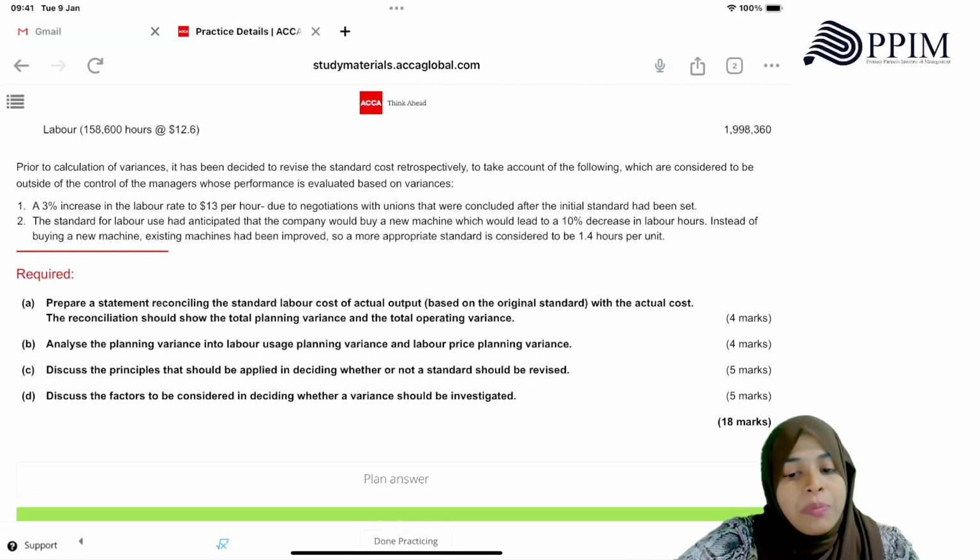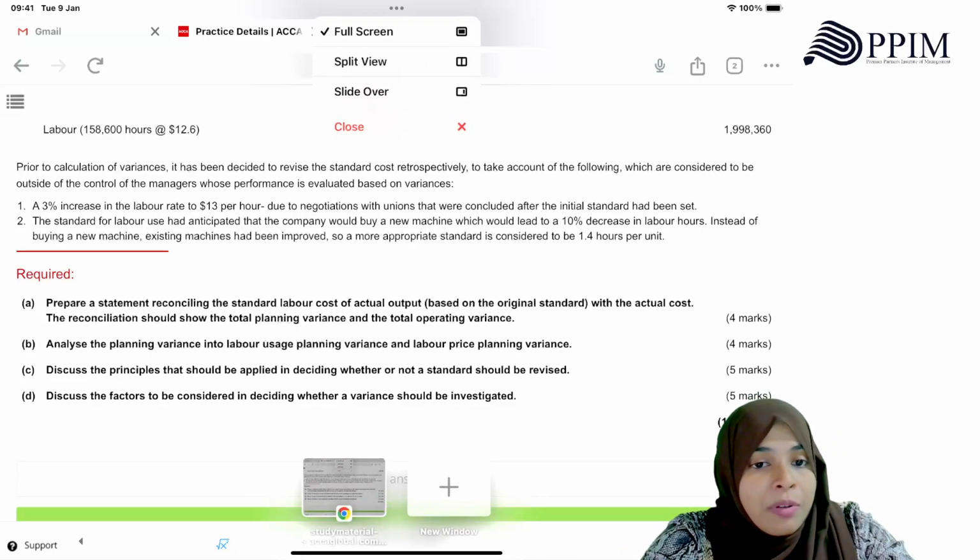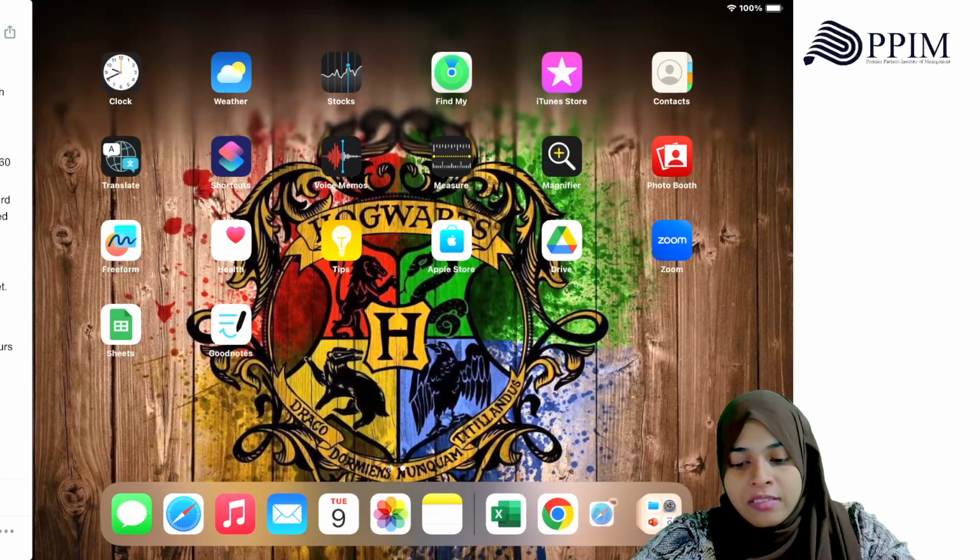Look at the first question. Prepare a statement reconciling the standard labor cost of actual output based on the original standard with the actual cost. The reconciliation should show the total planning variance and the total operating variance. How will you do that? We have not done it before, right? That's what I said.